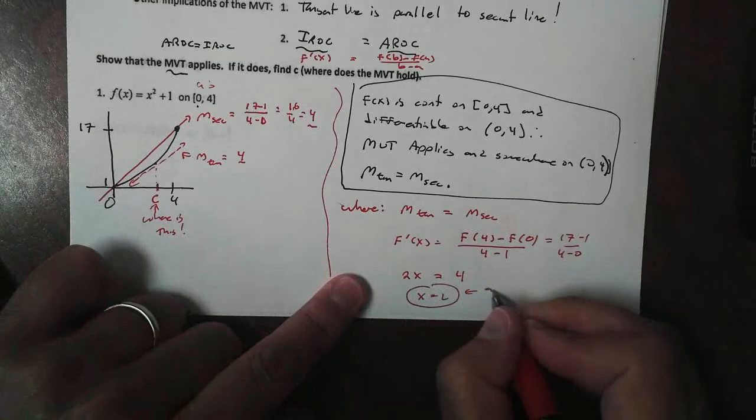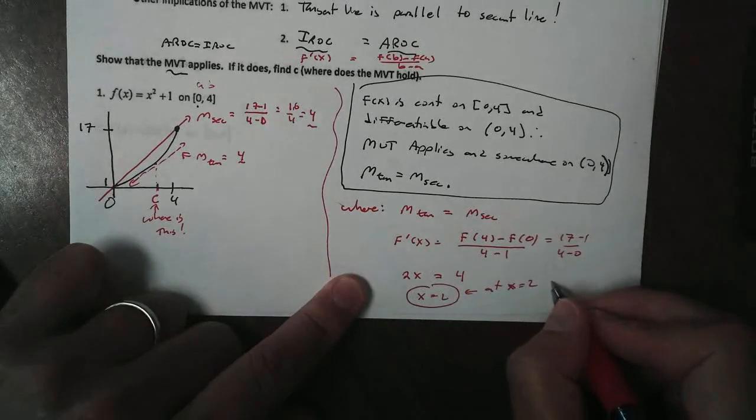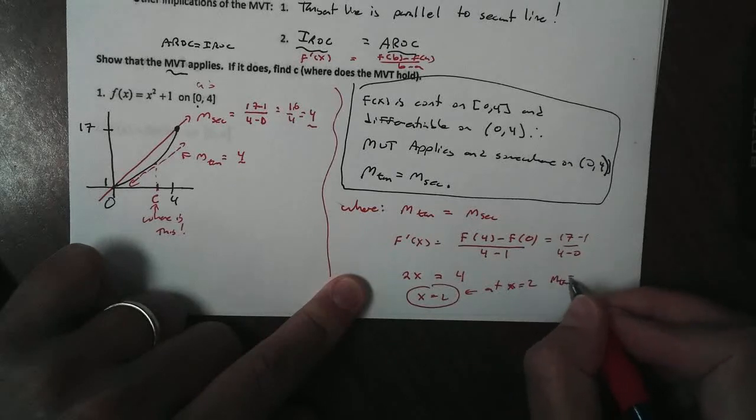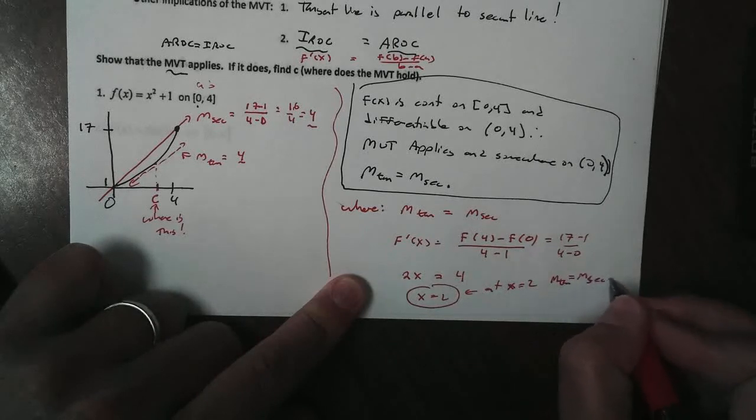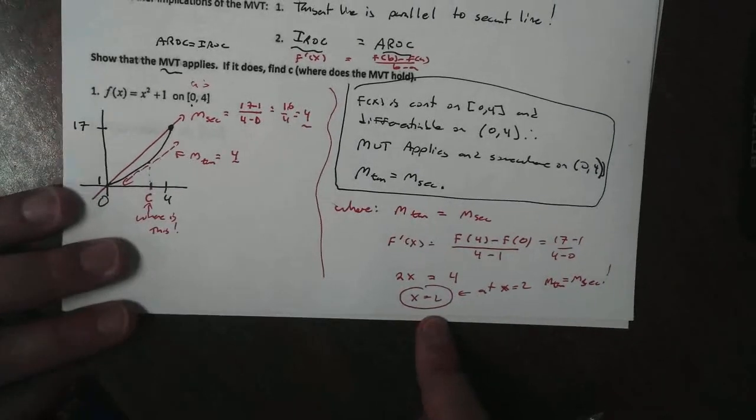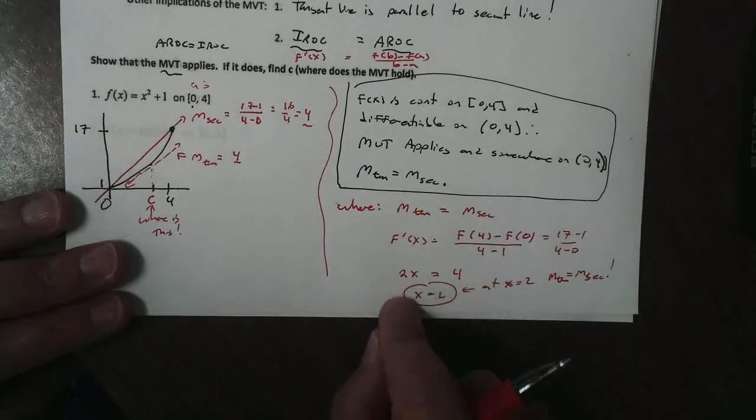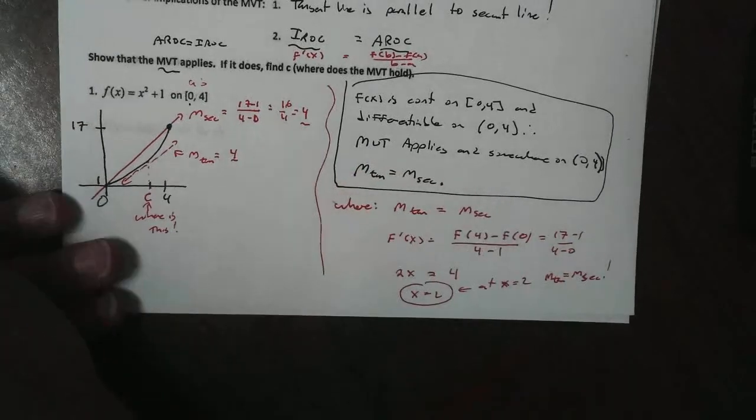So this says at x equals 2, the slope of my tangent line equals the slope of my secant line. It's kind of like saying this. If I'm driving and my average speed is 60 miles per hour, when was my speed equal to 60 miles per hour? This allows us to find it.